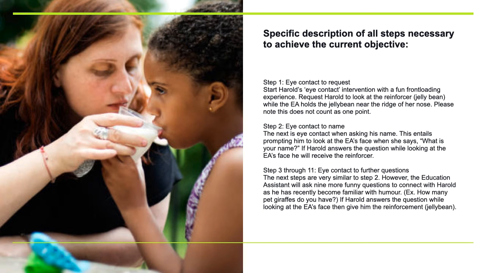Specific description of all steps necessary to achieve the current objective. Step 1. Eye contact to request. Start Harold's eye contact intervention with a fun front-loading experience. Request Harold to look at the reinforcer, which is a jelly bean, while the EA holds the jelly bean near the bridge of her nose. Please note, this does not count as 1 point.